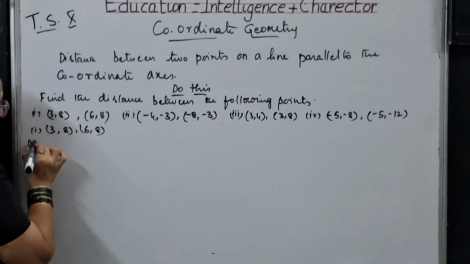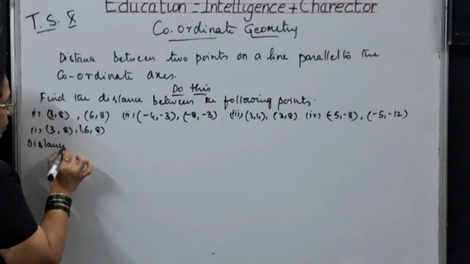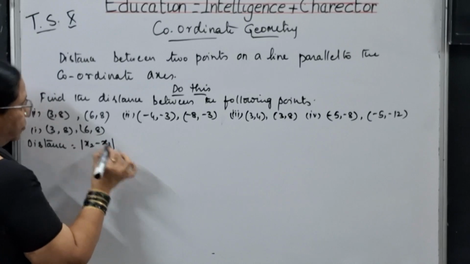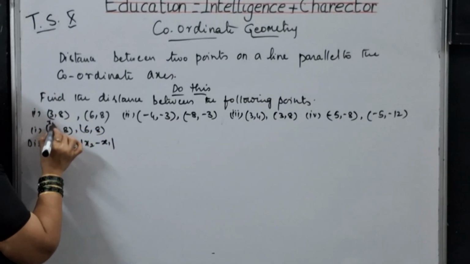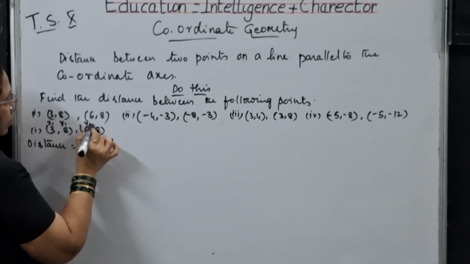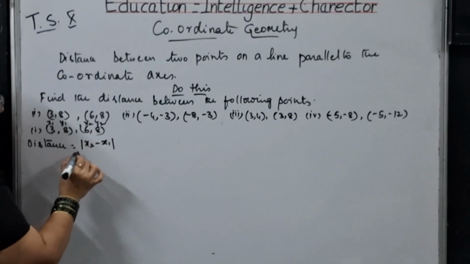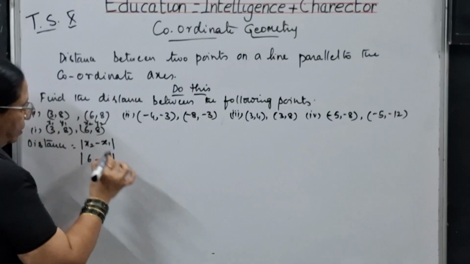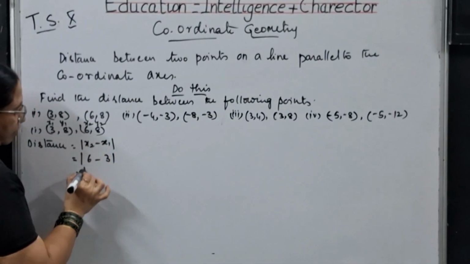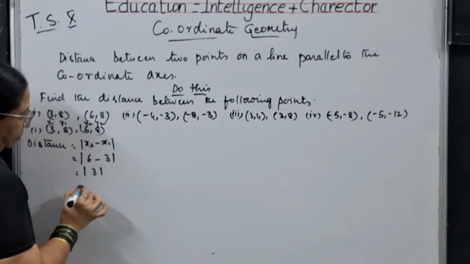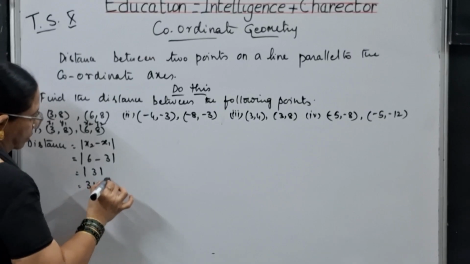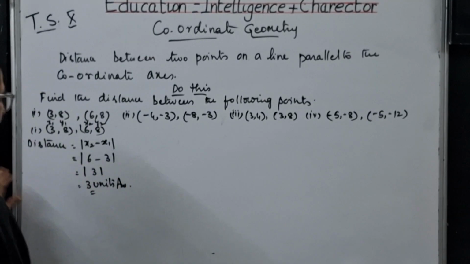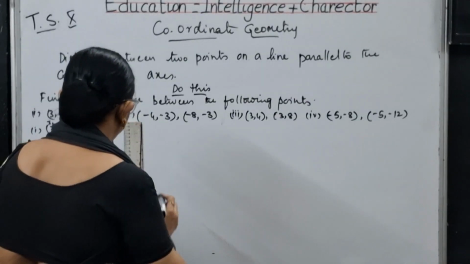So what is the formula for distance? Distance formula is modulus x2 minus x1. So you consider this as x1, y1, x2, y2. So modulus x2 is 6 minus x1 is 3. So what is 6 minus 3? Modulus 3. So this is nothing but 3 units is the distance. This is the answer for the first bit, children. Now let me do the second bit.